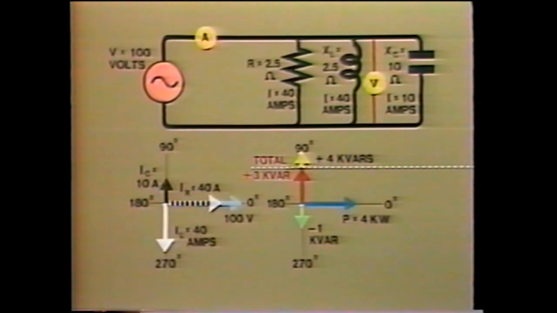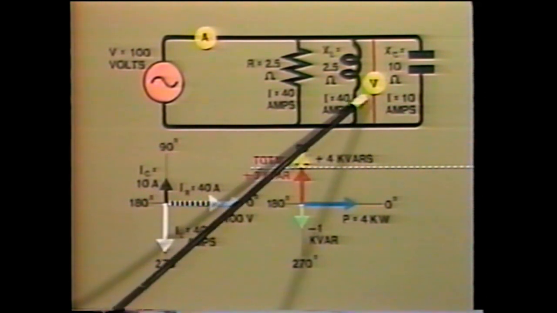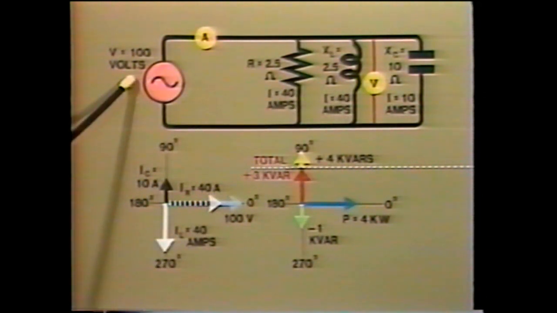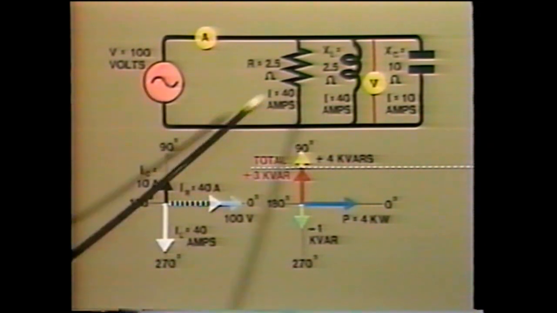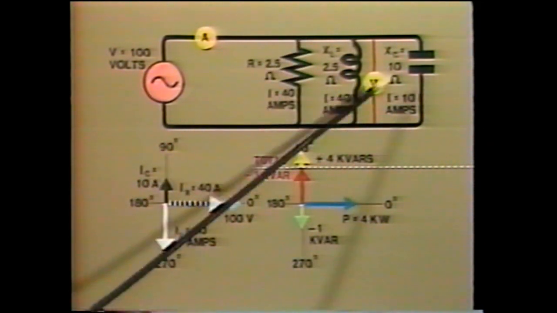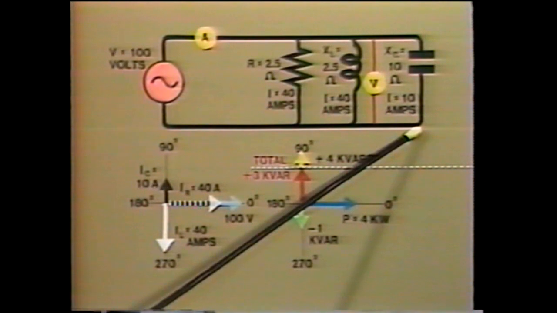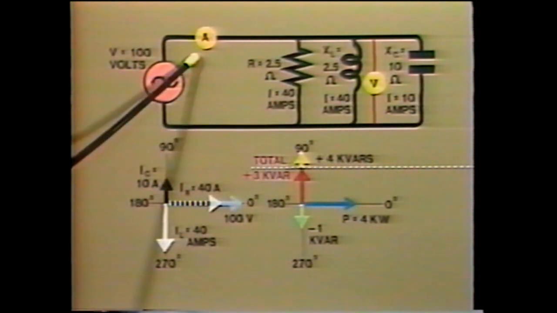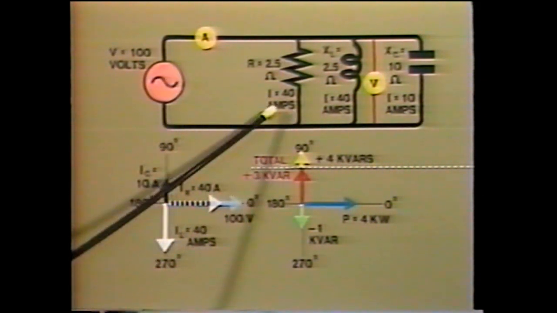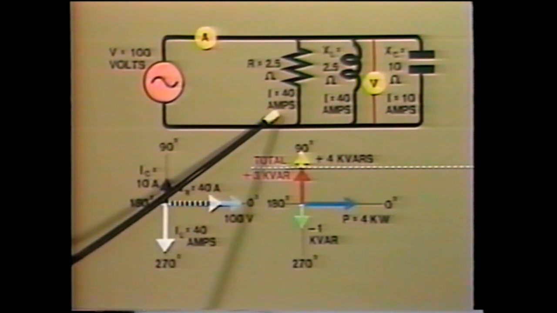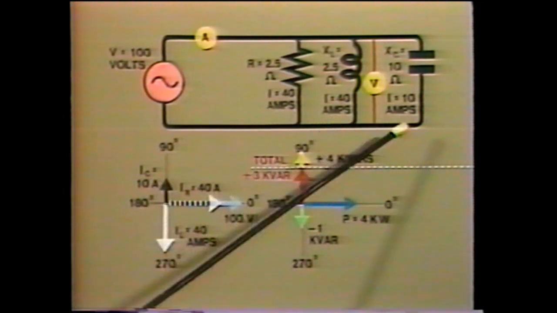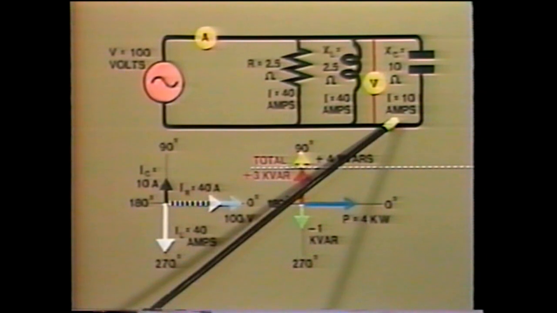Now if we put a voltmeter and an ammeter in the main circuit like this, what would these instruments indicate? Well, of course, the voltmeter would read the same value, that is the 100 volts, that is across each of the elements of the circuit. But the ammeter would read a combination, that is the sum of the resistive, inductive, and capacitive currents.